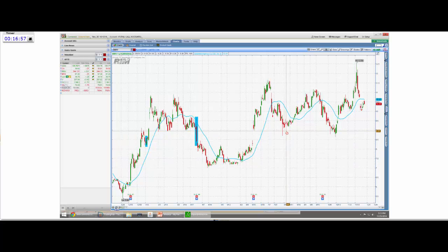Let's see if there's a few more. Again, since we created this many, many years ago, we have back tested this and forward tested it with real money. It is very consistent.